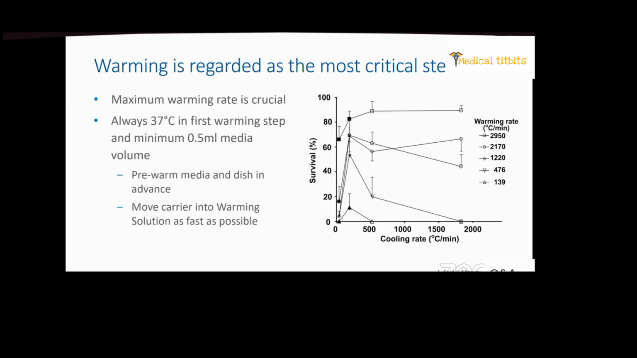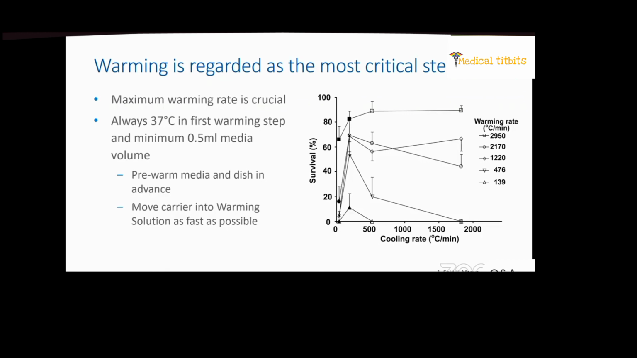Most current efforts are aimed at achieving a very high cooling rate using open-pulled straws. But publications often include some discussion of the possible contribution of the warming rate, though there have been only a couple of experimental attempts to separate the relative importance of each step. Seki and Mazur, using the mouse model, showed the importance of the warming rate. In their experiments, the faster the warming rate, the better the survival rate.